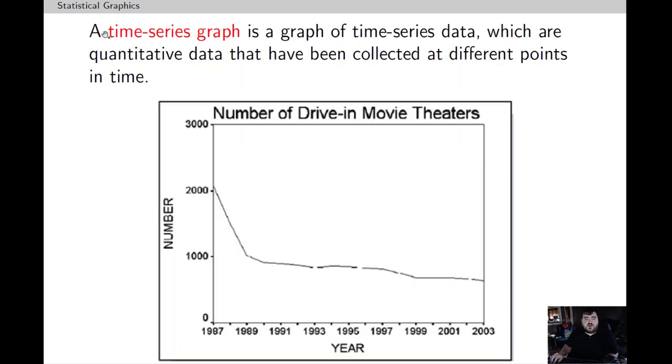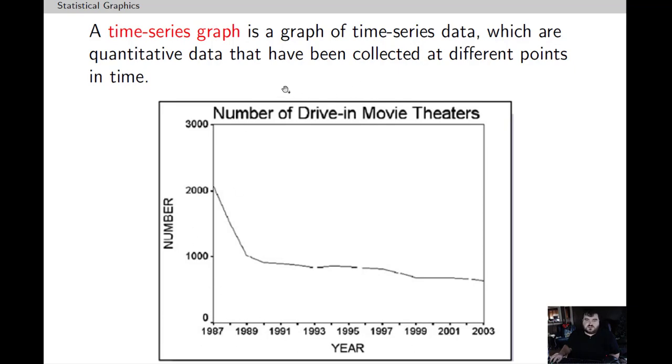Now, this next one right here is a time series graph. And this one basically has the x-axis in some kind of unit of time. So it can be years. This one's years. You could also have it be like hours of the day or months.